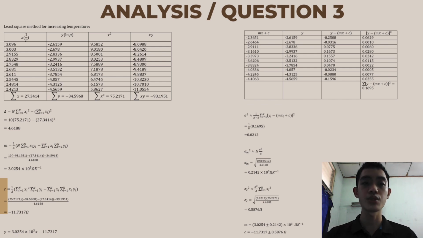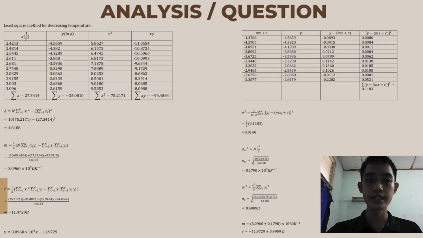This slide shows the least square method for increasing temperature. The equation of the graph for increasing temperature is 3.0254 times 10 to the power of 3 x minus 11.7317. This slide shows the least square method to find the equation of graph and uncertainty of m and c for decreasing temperature. The equation of the graph for decreasing temperature is 3.0960 times 10 to the power of 3 x minus 11.9729.